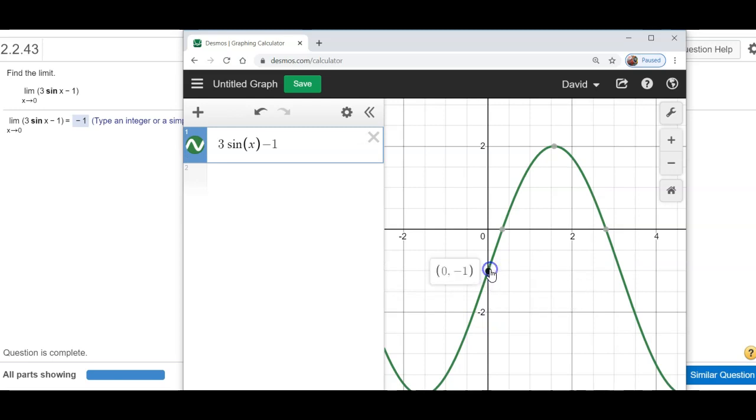But here, it's not undefined. There is a hole in the graph. So simply, the limit is the y coordinate. Anytime you have a function that is defined at the x coordinate you're approaching, the limit is simply going to be that y coordinate.